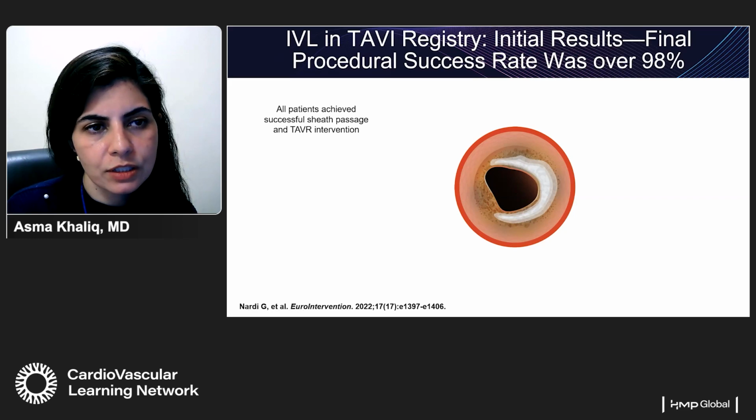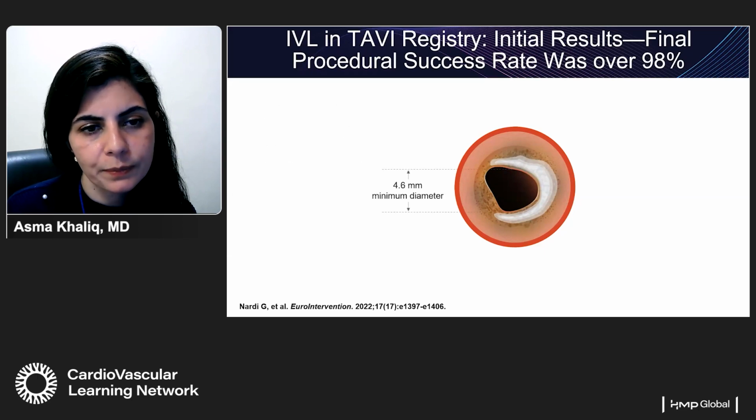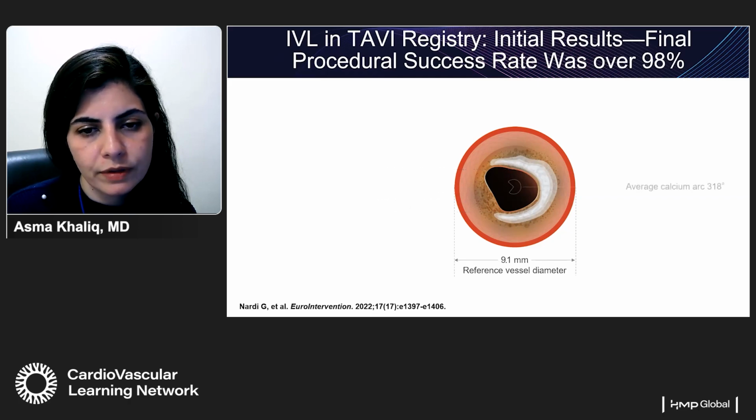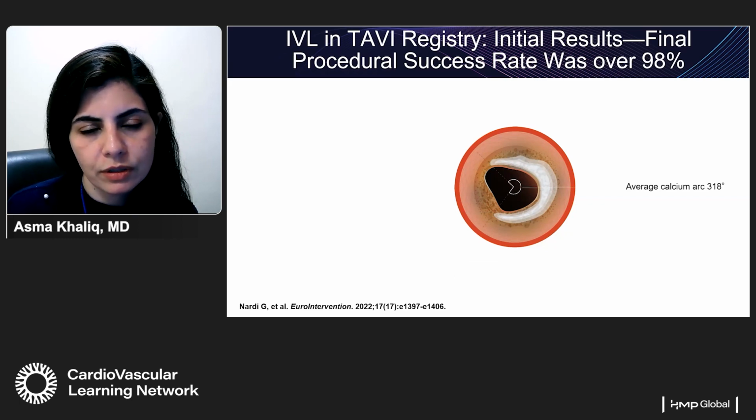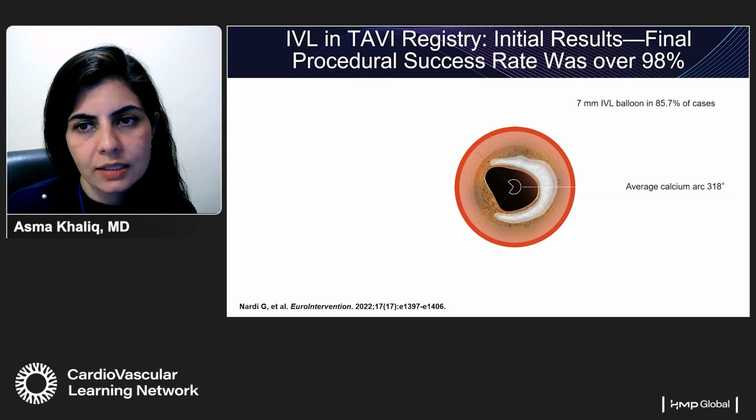So all of the patients achieved successful passage and TAVR insertion. And 32% had balloon-expandable valves and 68% had self-expanding valves. The minimal luminal diameter on average was 4.6. So that's the vessel size. And as you can see, most of the vessels were pretty extensively calcified, greater than a 300-degree arc of calcium. And most of the patients in the study used a 7 millimeter balloon.